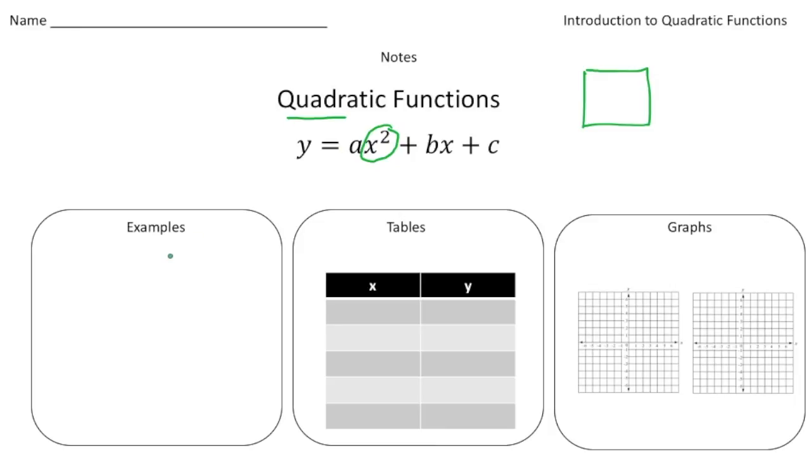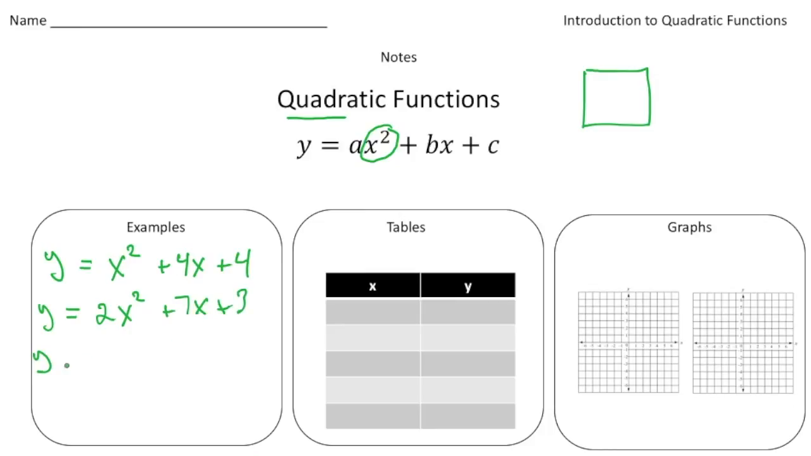So some examples of a quadratic function could be y equals x squared plus 4x plus 4. That's one example. Another example could be, say, y equals 2x squared plus 7x plus 3.